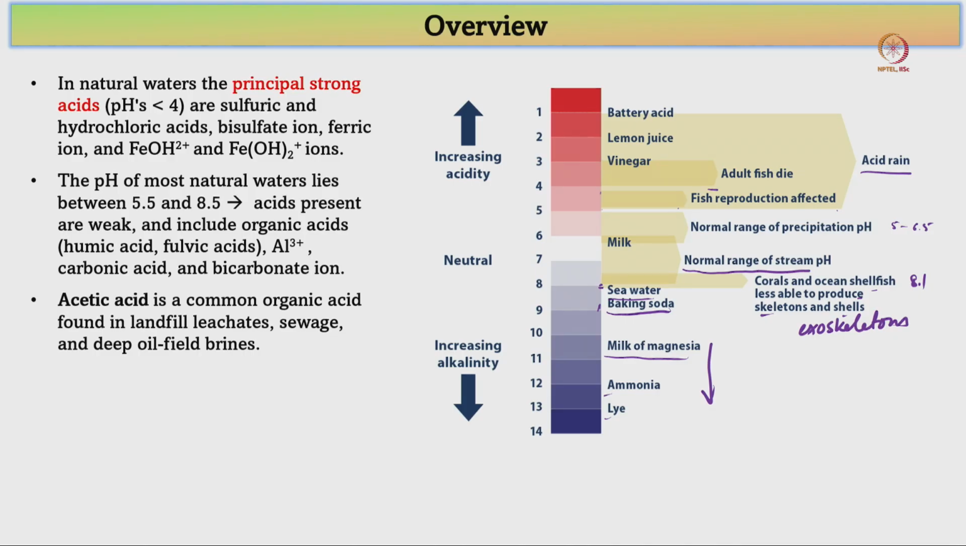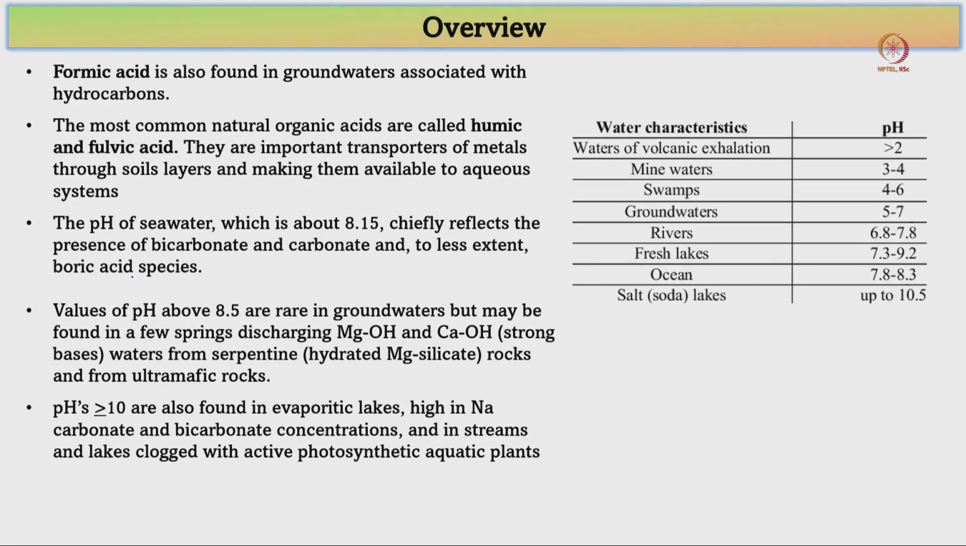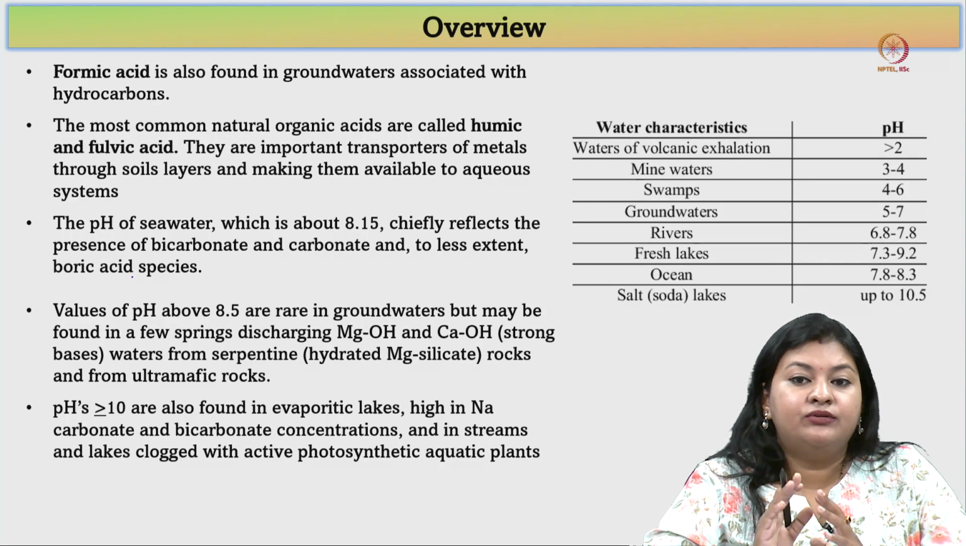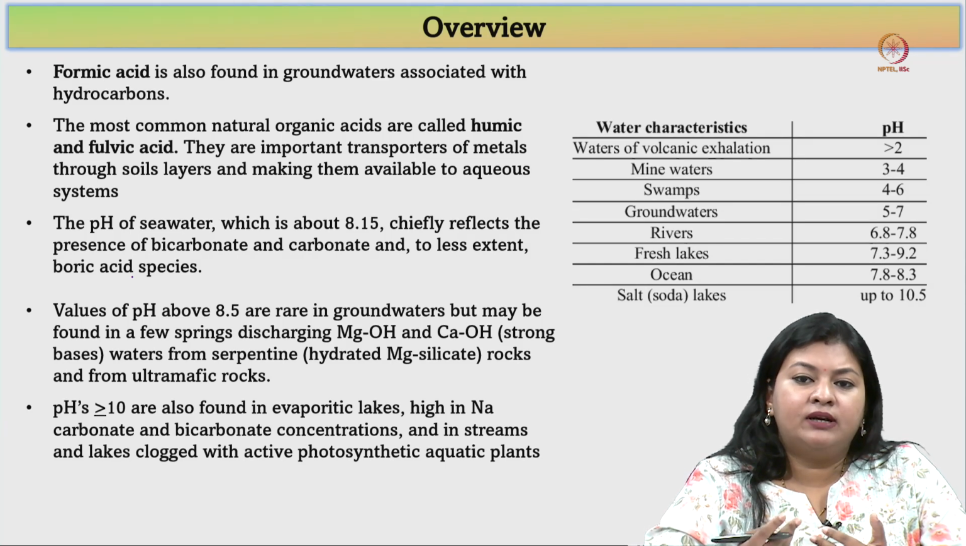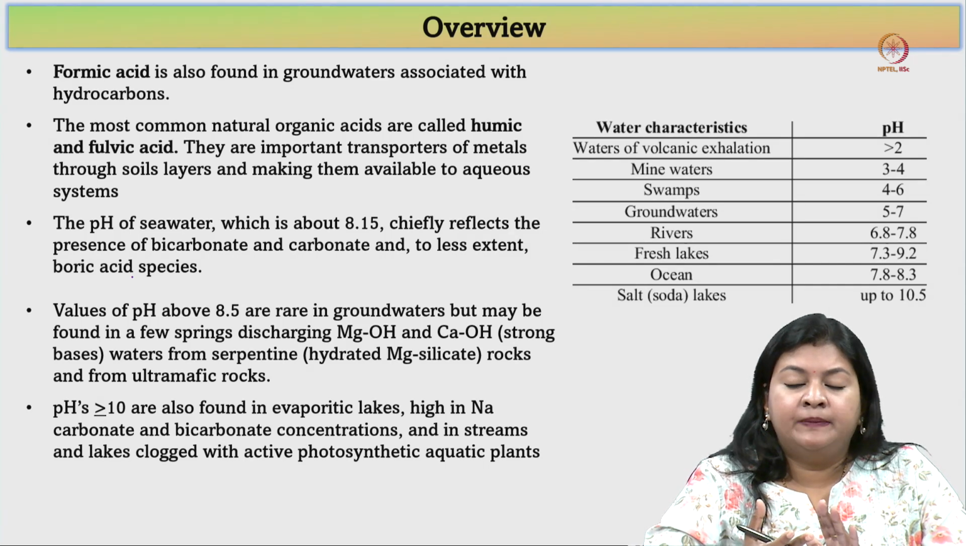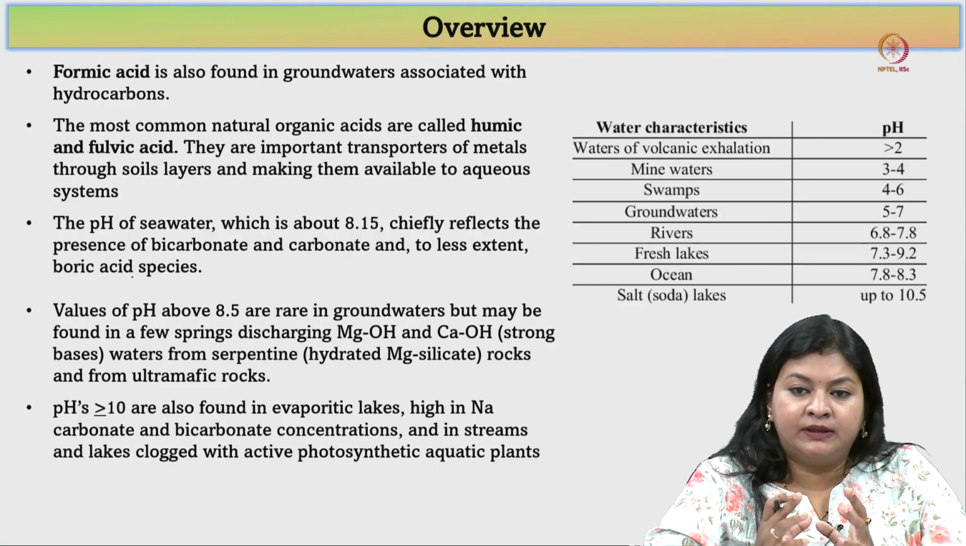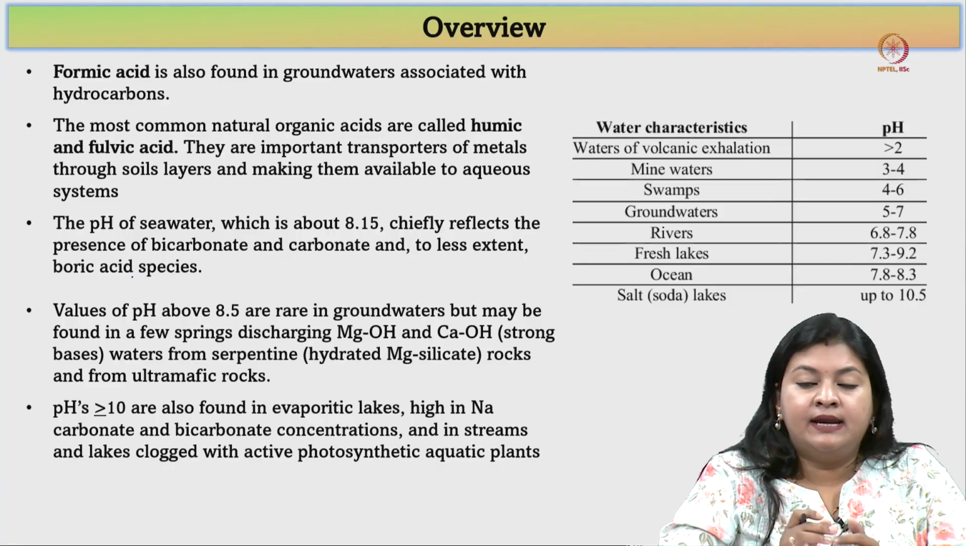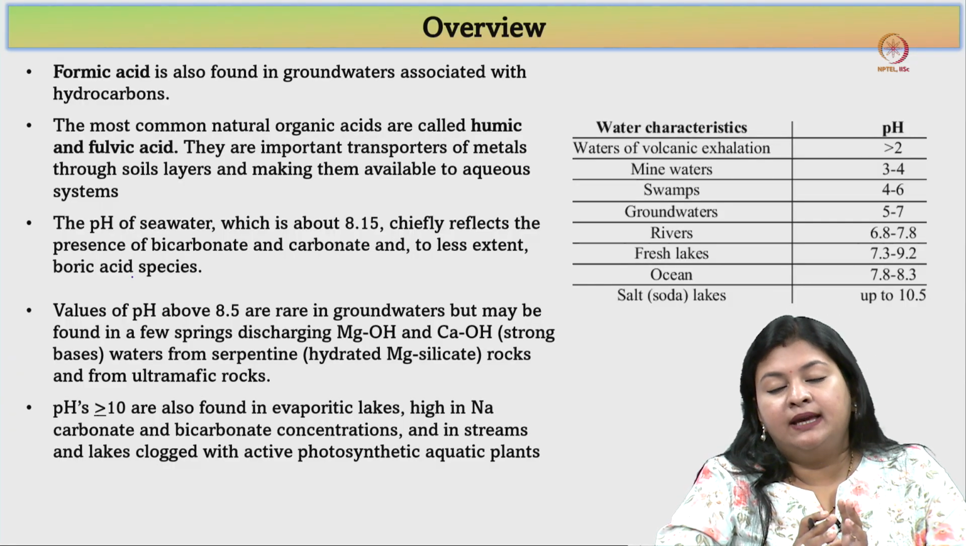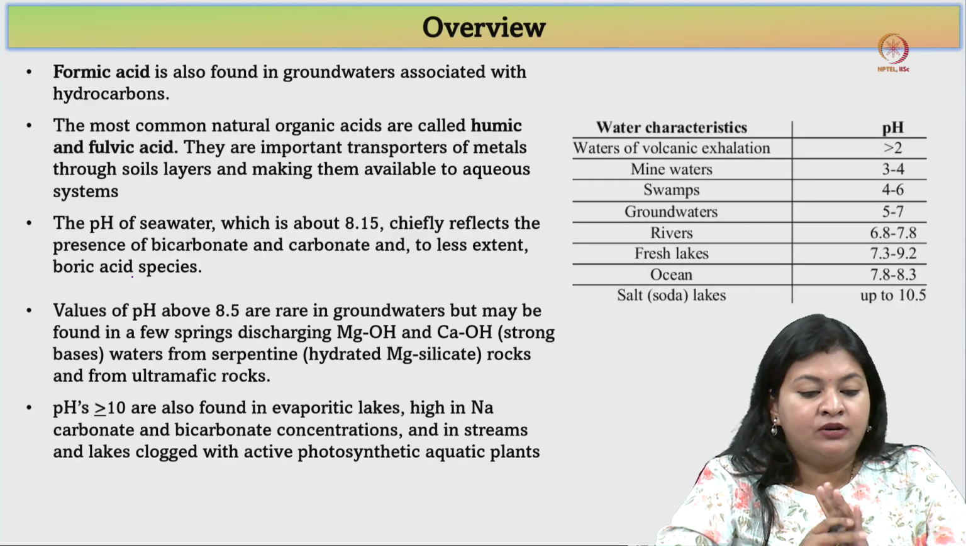Again, we are going to discuss the types of acids that are available. Organic acids can be humic acid, fulvic acid, carbonic acid, and bicarbonate moves the alkalinity. Acetic acid is a very common type of organic acid in landfill leachates and sewage. And formic acid is also found in groundwaters, associated with hydrocarbons. So, decaying products start accumulating, this formic acid gets separated out and starts affecting the water, and that can change the pH of that particular system.